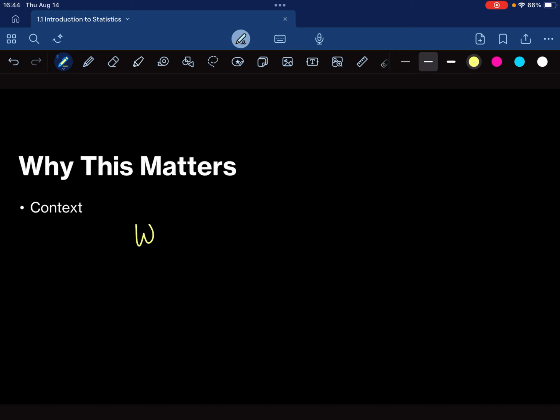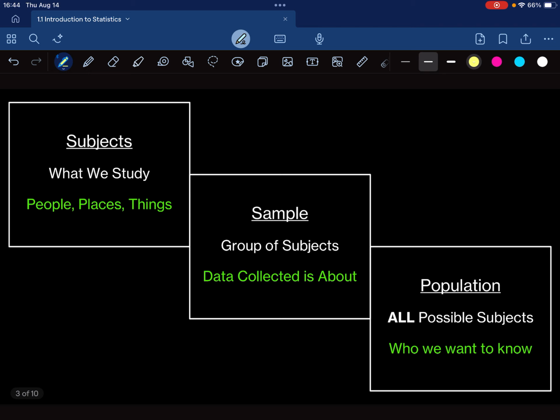So we want to know who we are collecting data about, what the data that we are collecting is, and when this occurs, because all of this information helps us better understand and interpret the data that we collect. So I'm just going to briefly review these three definitions for us.